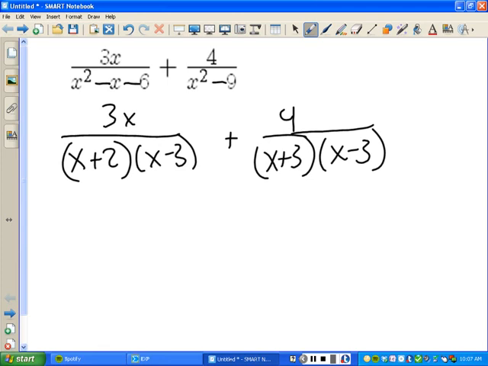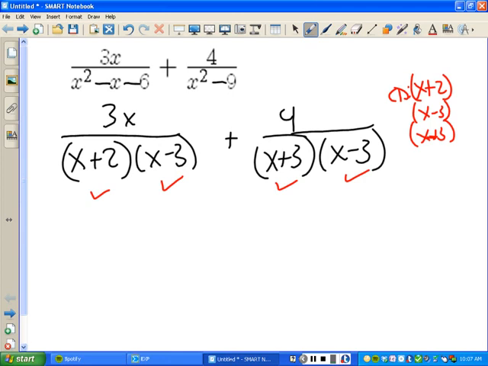What's the common denominator? X plus 2, x minus 3. You got to write down everything you see. X plus 2, x minus 3. What else do we need? X plus 3. Now, do we need the x minus 3? No, it's already there. The x minus 3 is already there, so we can just go ahead and check that one. So your common denominator is x plus 2, x minus 3, x plus 3.